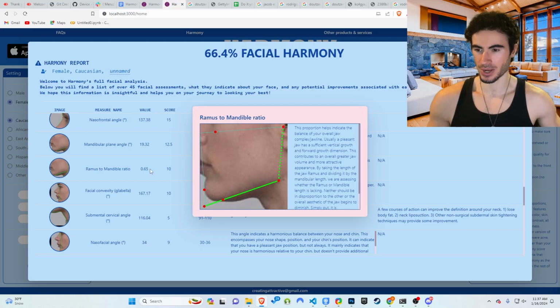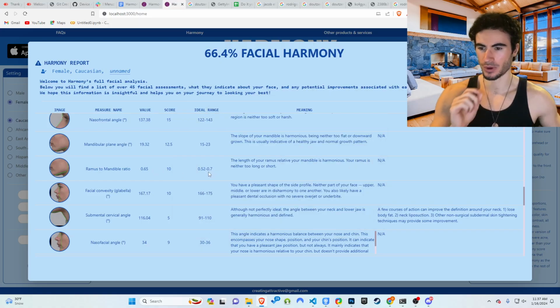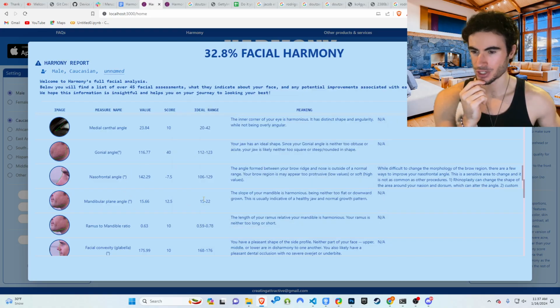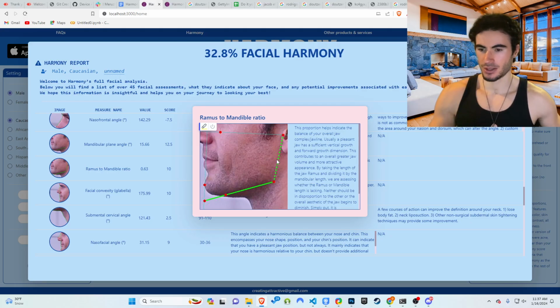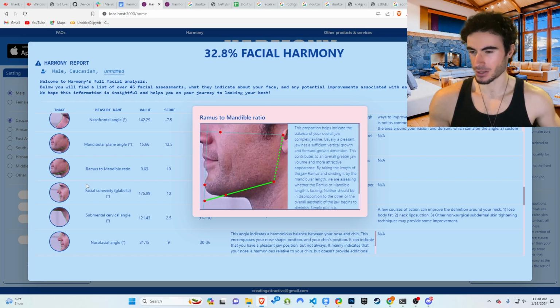Another difference is the ramus to mandible ratio. Women have lower ratios than males on average, meaning that their ramus, or this dashed portion here, is slightly shorter relative to their mandible. And there's actually some research showing that you can identify skulls based exclusively on the ramus length. So it is a highly masculine feature. I would say this is another very important difference. You can make a jaw more masculine just by increasing the ramus length.